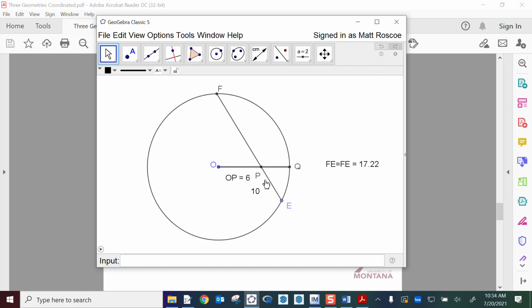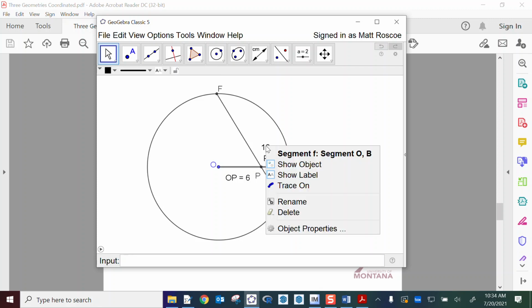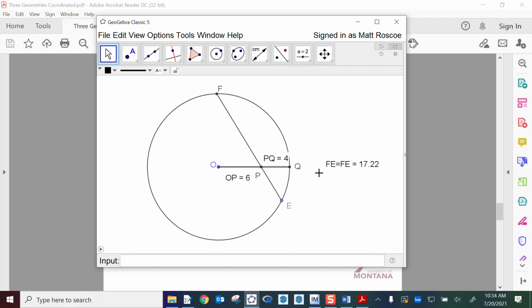And let's see, this number 10 is, let's see, distance or length. PQ is 4. This 10 I don't like. Show label there, the 10 is away now. It might have been better to put it over here, but I don't think it's too bad. Sort of gets in the way, doesn't it? Yeah, let's put it off to the side.